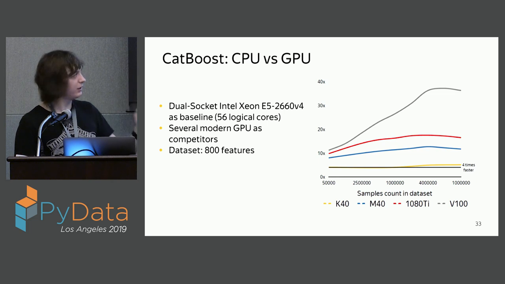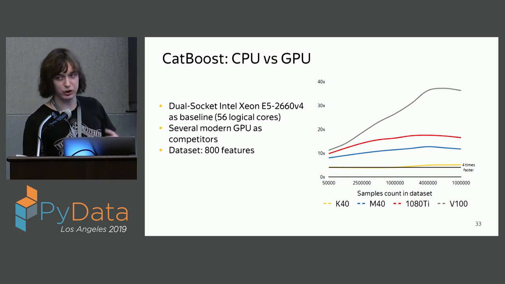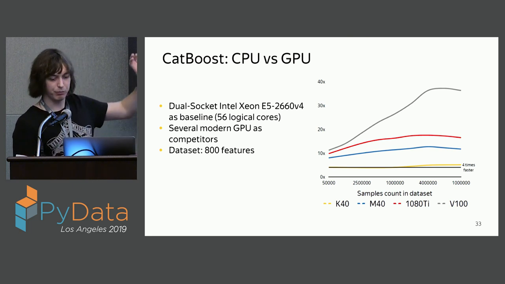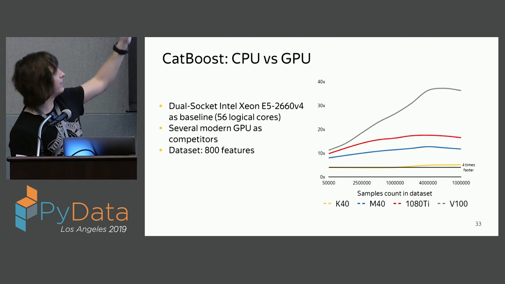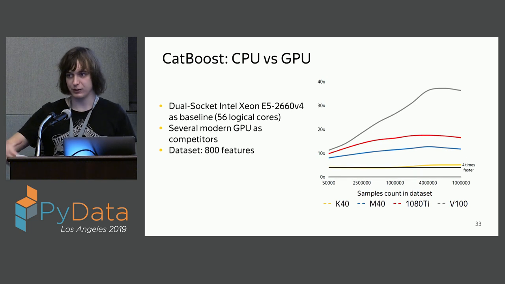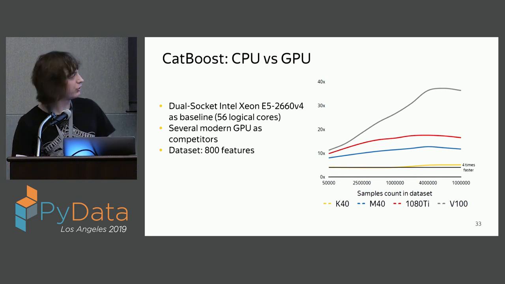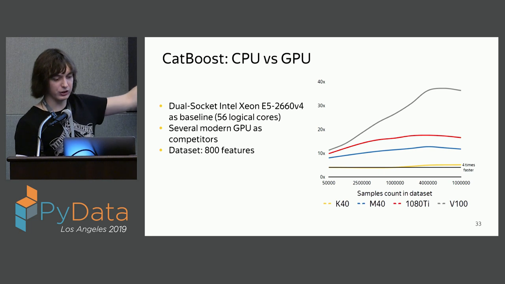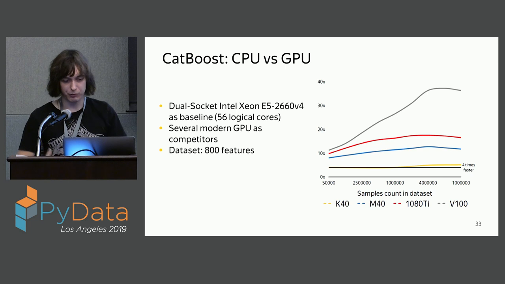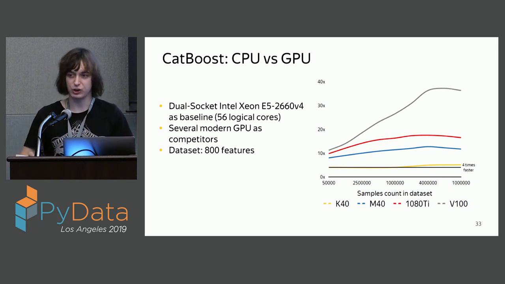For example, here on the slide, we have a chart, and we computed relative speedup of our GPU version compared to our CPU version. We've used several modern GPUs compared to 56 logical CPU cores. As you can see, the more data we have, the more benefit we get from GPUs. When you need to train on several million samples with several hundred features, NVIDIA Titan V or NVIDIA V100 could be almost 40 times faster than a pretty powerful CPU.